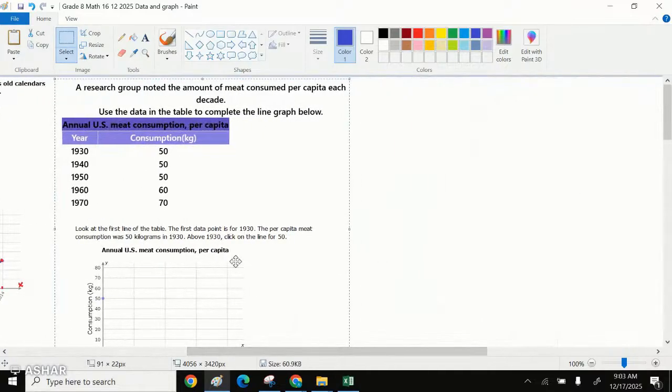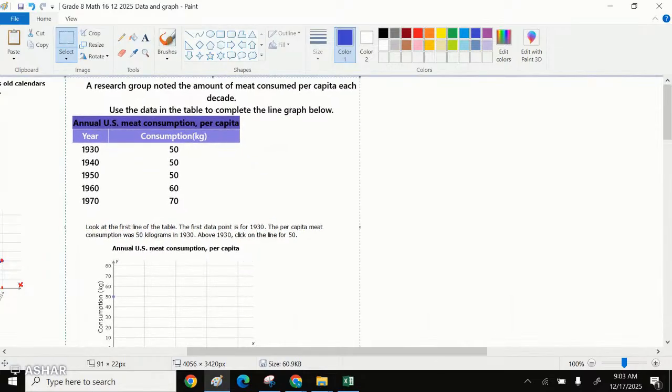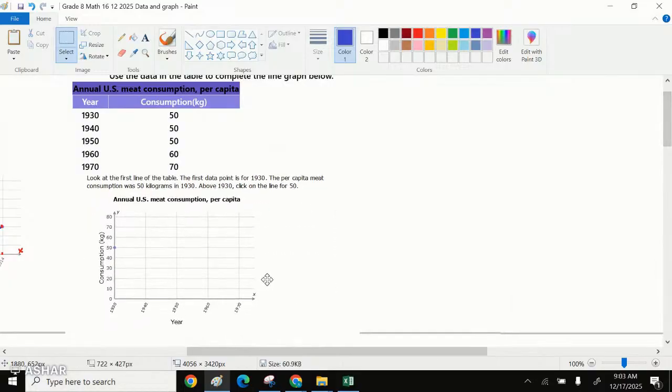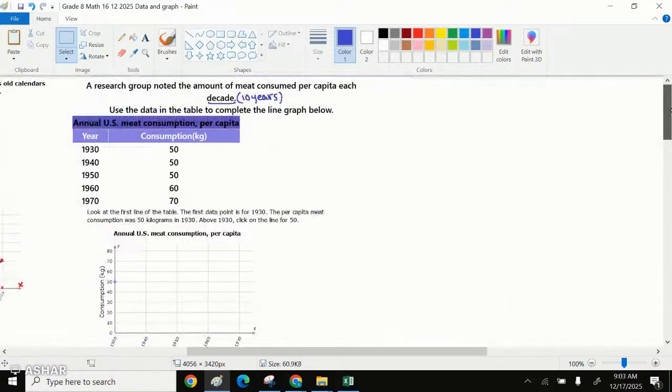The question says, a research group noted the amount of meat consumed per capita each decade. Decade means 10 years. The amount of meat consumption. So in this question, we need to see how much meat was consumed. Let's go back and see.